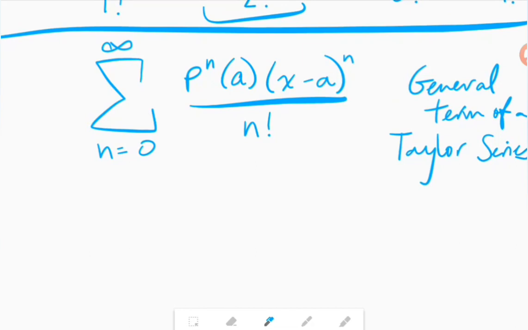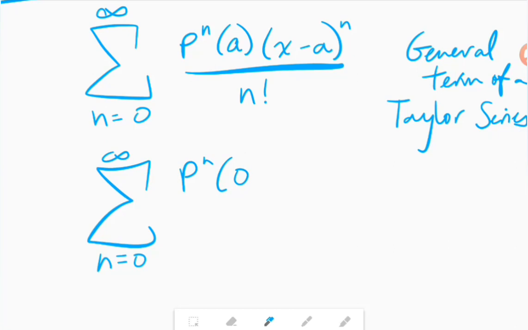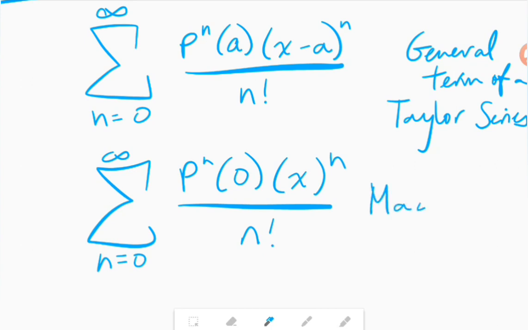When it's centered around x is equal to 0, when a is equal to 0, and the series looks like this, we don't have the a. This is called a Maclaurin series. And both Taylor and Maclaurin were mathematicians.